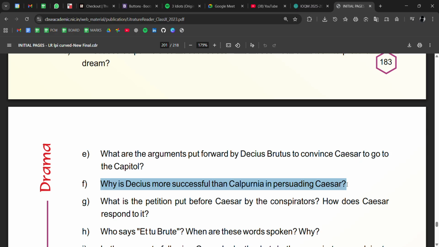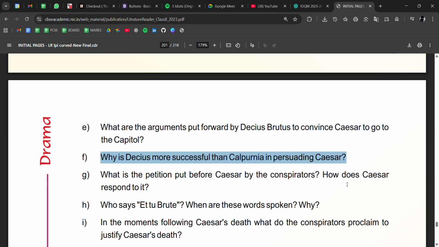This lure successfully worked, and ultimately got Caesar so excited to go to the capital that he forgot about all the bad omens put forward by his wife Calpurnia. Now, the fact that Decius Brutus was a better orator, just like Antony was a better orator than Brutus, and the fact that he mocked the dreams and omens as silly, got Caesar to go to the capital.